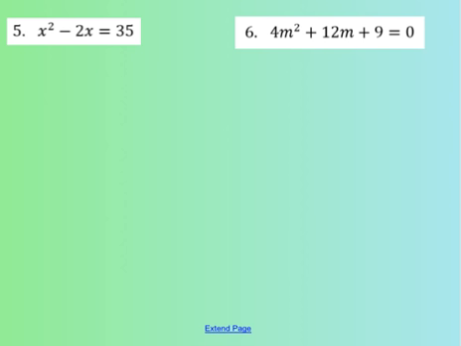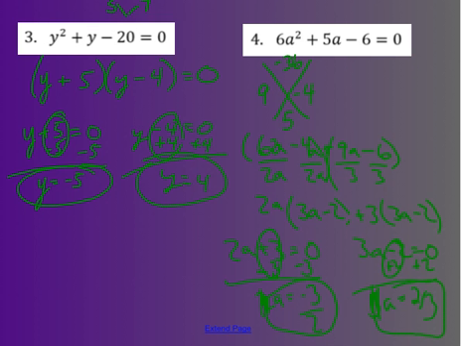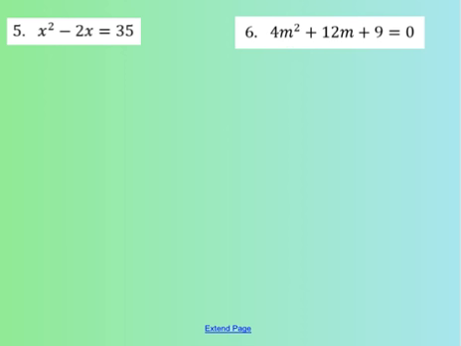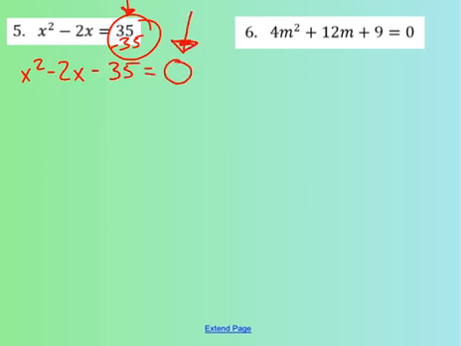Number 5. Okay. All these other ones in 1, 2, 3, and 4, all of them were set equal to 0. So when you get to a problem where this number is here, subtract 35, because I know that makes it equal to 0. So it always has to equal 0 here, on the right. You can't solve it unless it equals 0. Then I would see this, and I would say it's x minus 7 and x plus 5. So I'm guessing, checking in my head, so I might do these wrong.